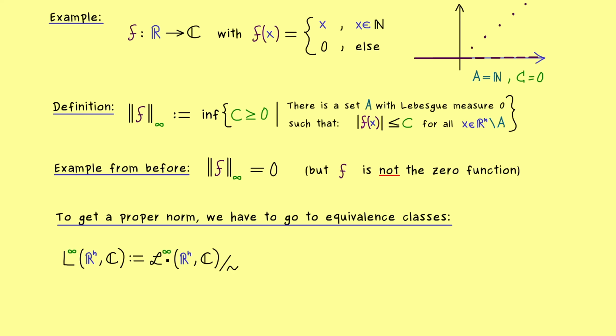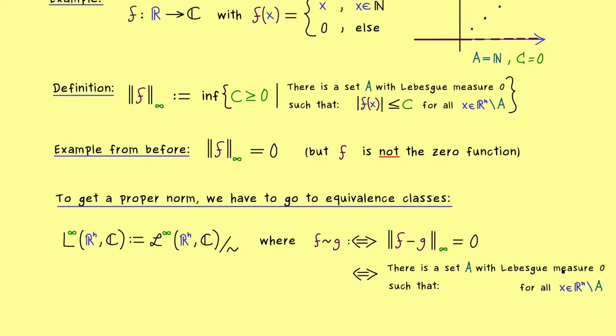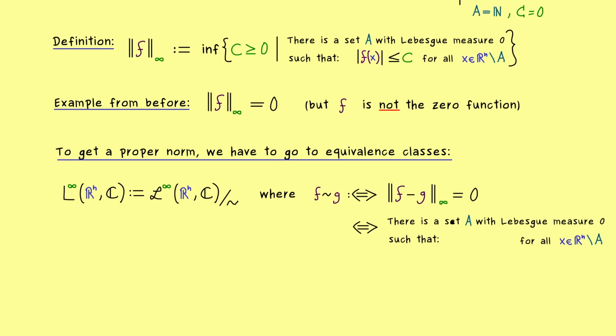So it's not a space of functions anymore, just a space of equivalence classes, but usually this is not a big problem. And now you should know that two functions f and g lie in the same equivalence class if their difference has an infinity norm of 0. Hence the only points where they don't have the same value is a set with Lebesgue measure 0. So equivalently we could just write that there is such a set A such that outside of A, f and g are the same function. So f of x is equal to g of x for all points x in the complement of A.